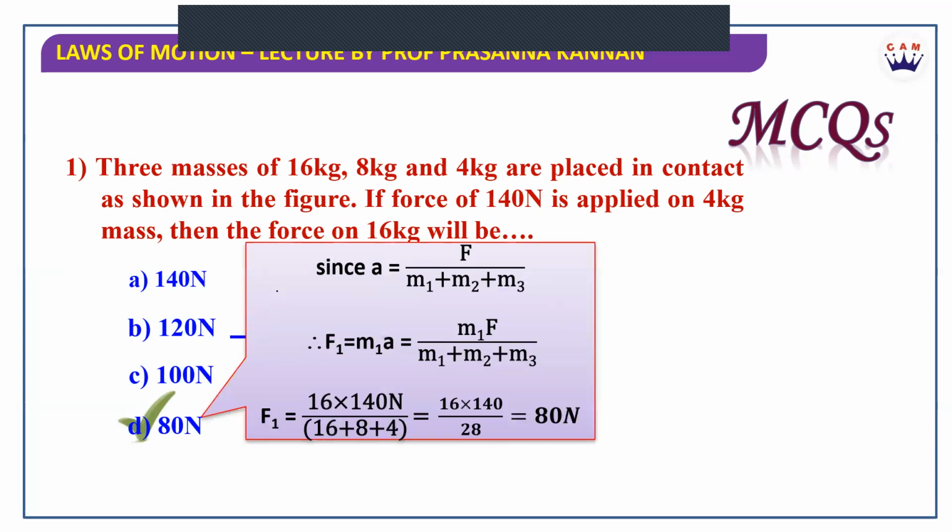So find the acceleration first. Acceleration is how much? What is A? 140 divided by 28, 5. 5 into 16. Answer over. 80. First to find the acceleration, then multiply with mass.